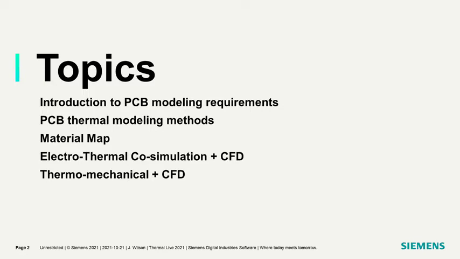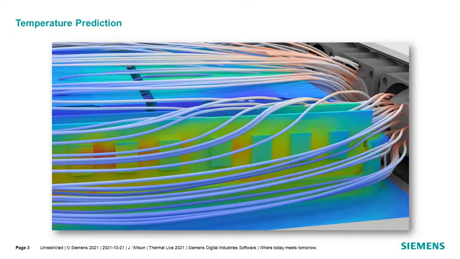The most common modeling requirement for PCBs for a thermal or mechanical engineer would be temperature prediction, the ability to power the components on the board with some thermal dissipation, be able to model the components and the printed circuit board, and predict the temperatures in an environment, whether it's forced convection, natural convection, conduction cooled, or any combination of those.